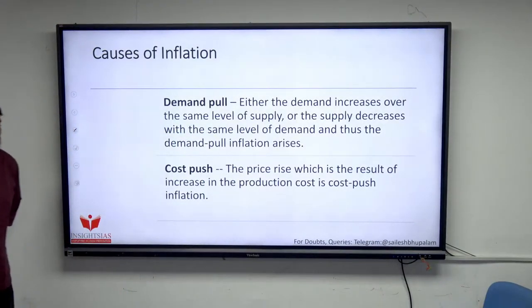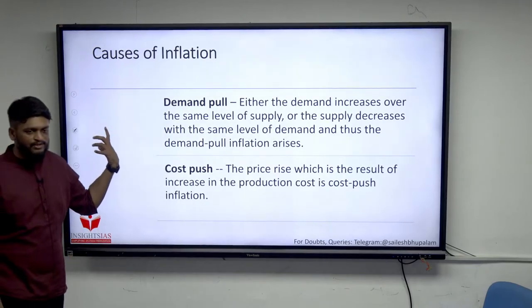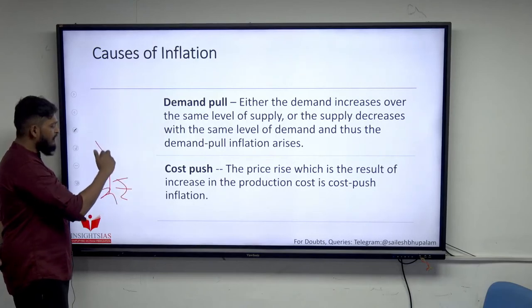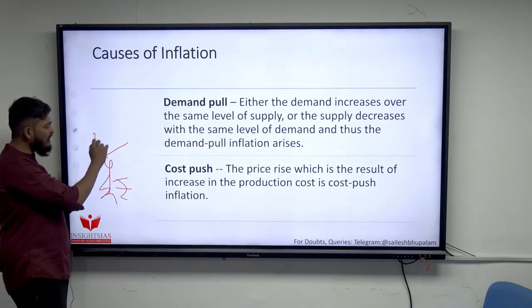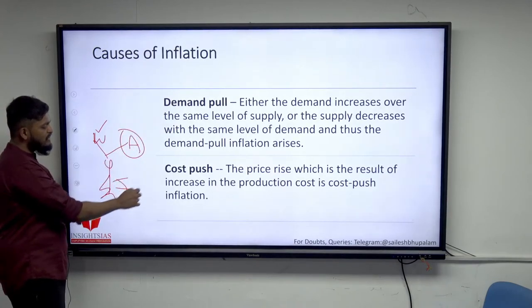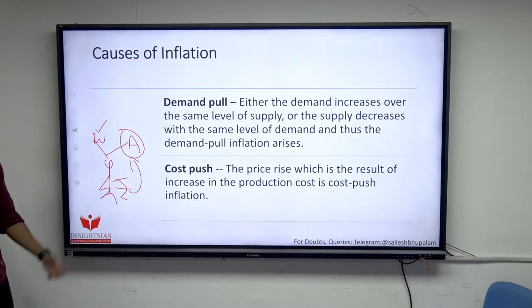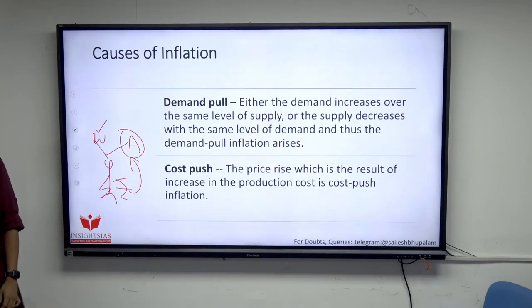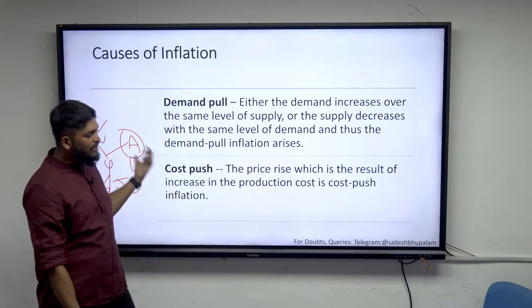What are the causes? There are two causes of inflation. So far in monetary policy, we have discussed only one cause, that is demand pull inflation. We saw that when a person has more money in his hands, then usually demand means there is willingness and there is ability. Willingness people already have. Ability was what was missing. Once you give him money, ability is also there. Demand is created. And this demand was creating inflation. So far only this part we have seen. But cost push also will create inflation.